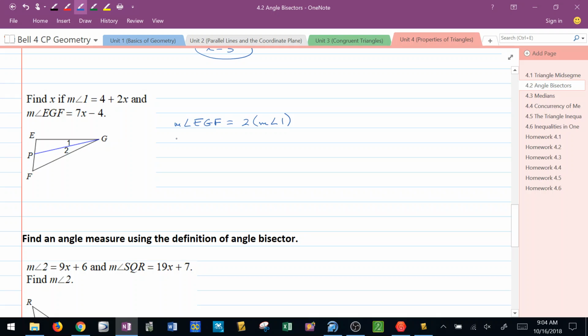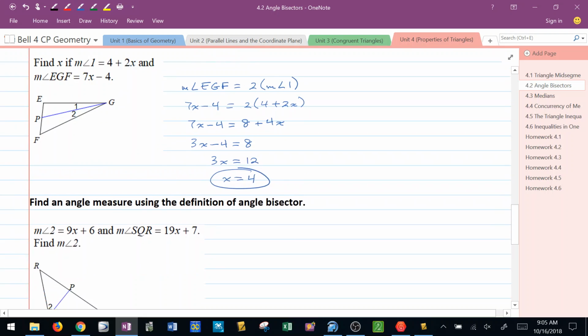Now I substitute. 7x minus 4 equals 2 times (4 plus 2x). I substitute the measure of angle EGF and the measure of angle 1. Distribute. 7x minus 4 equals 8 plus 4x. You move the 4x over, so 3x minus 4 equals 8. Add the 4, 3x is equal to 12, and divide by 3, x is equal to 4.